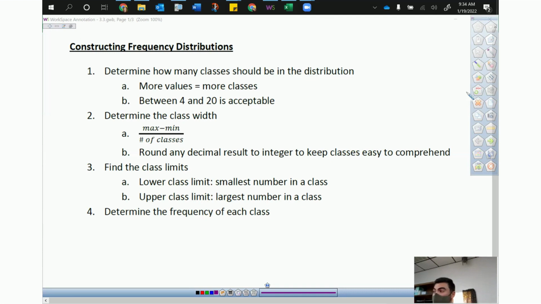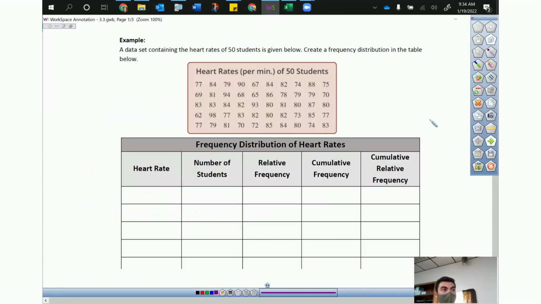So going through all these rules, it's a lot, and you're like, duh, it makes more sense if we apply it. So that's what we're going to do. So I have this example here, and it says a data set containing the heart rates of 50 students is given below. Create a frequency distribution in the table below.